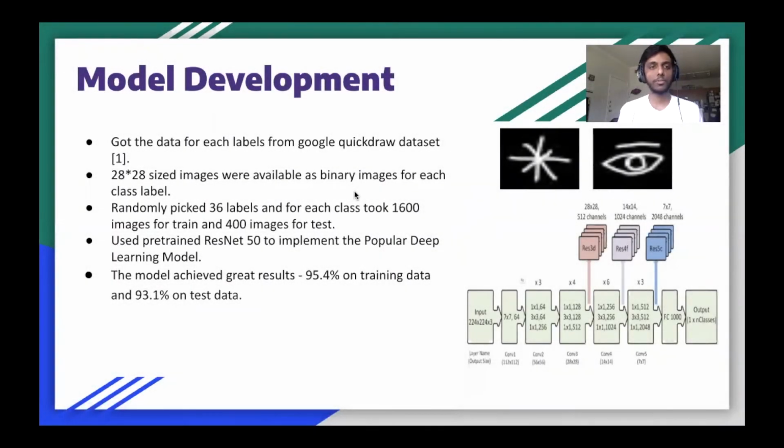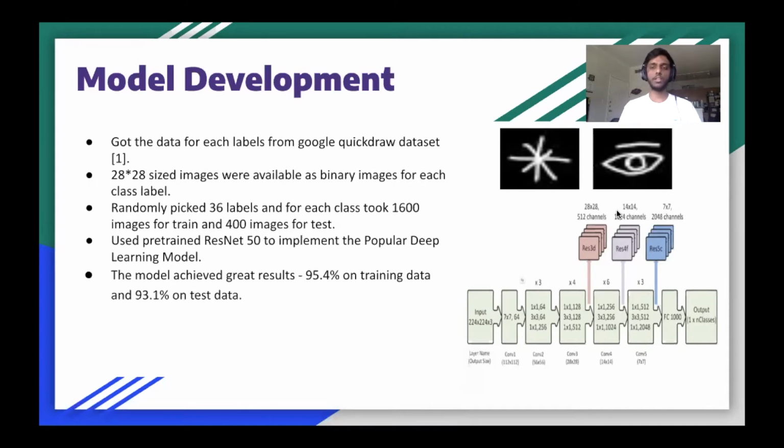So I'll take you through the dataset and the model development. For this project, we got the data from the Google QuickDraw dataset, which is basically a repository where they have images for around 300 daily objects which are drawn by people in the Google QuickDraw game. So the dataset looks like this. We have 28 cross 28 binary images, as you can see here. This is a sparkle, and this is the diagram of an eye.